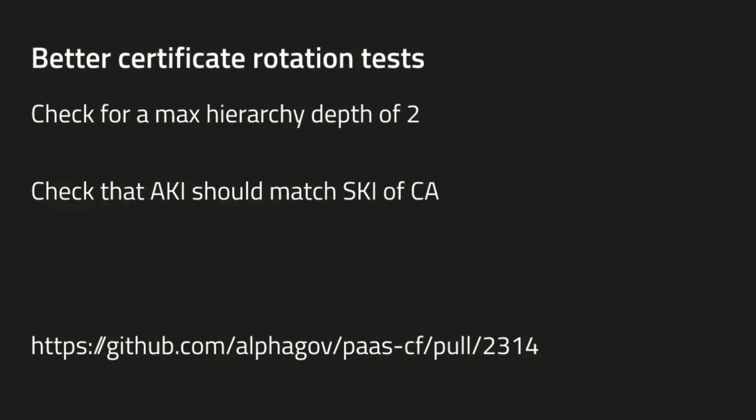We wanted to improve our certificate rotation tests. Our certificate rotation relies on a maximum hierarchy of 2, that being there can be one CA and then immediately below it leaf nodes. We don't have lots and lots of layers of certificates and certificate authorities. And we now know that it is very important to check that authority key identifiers match the ASN.1 string representation of subject key identifiers of certificate authorities.